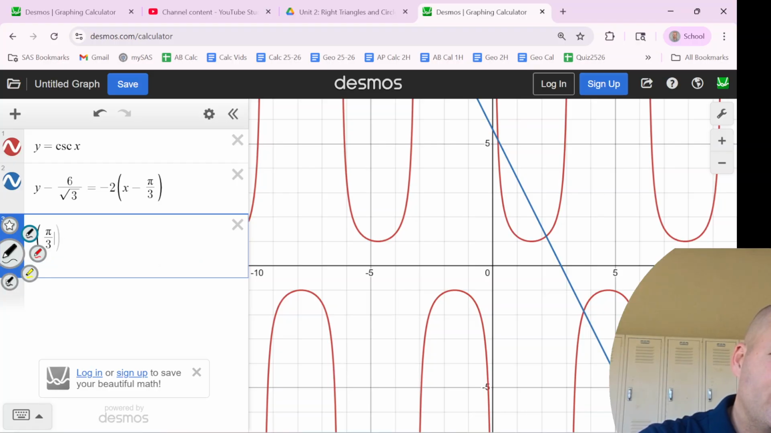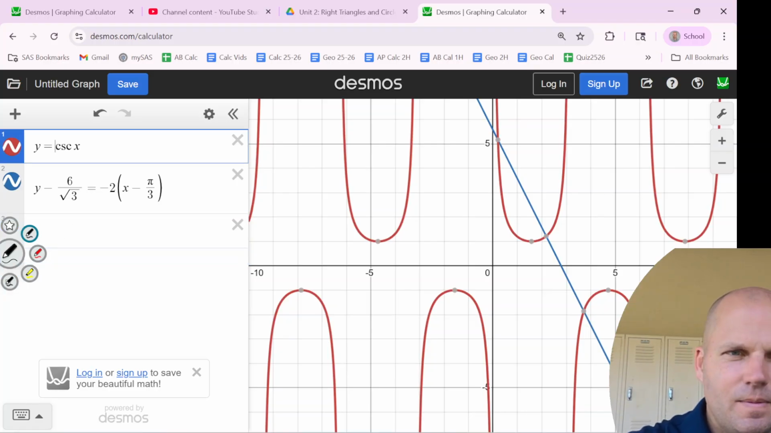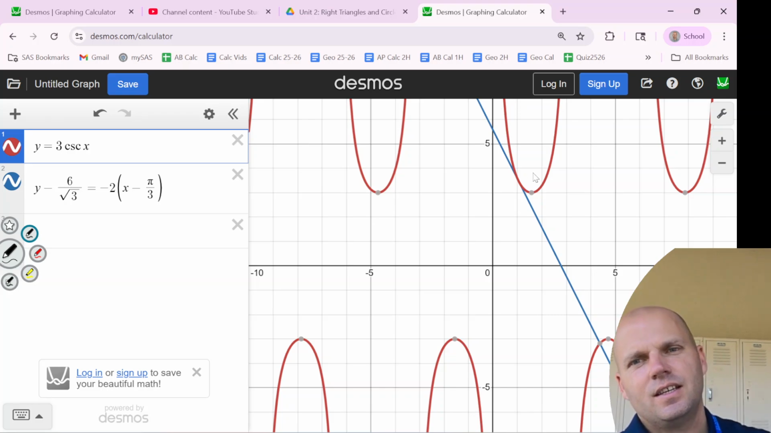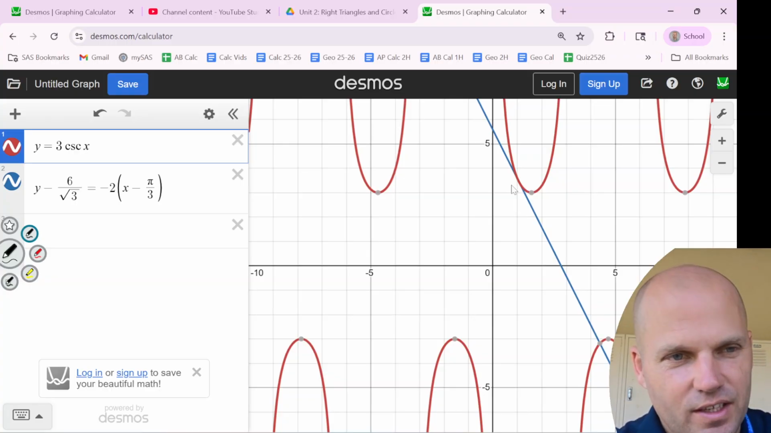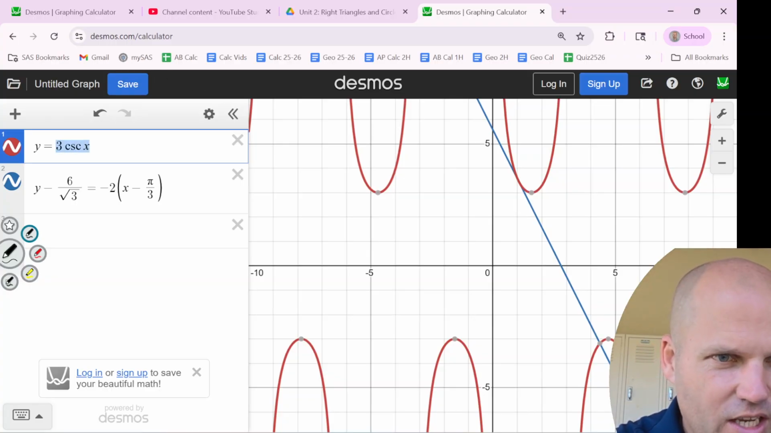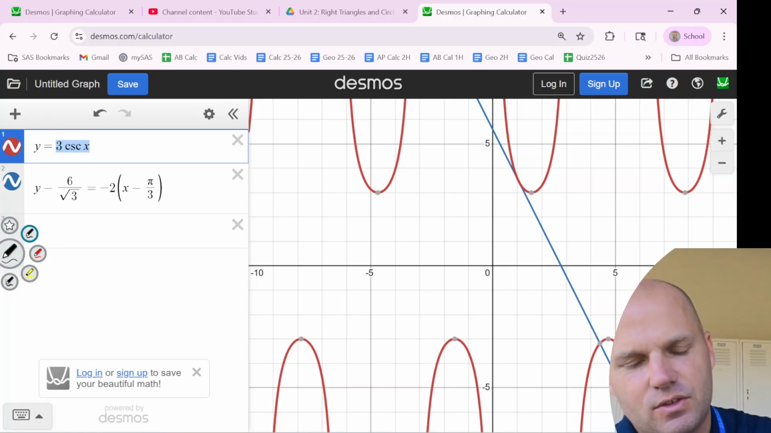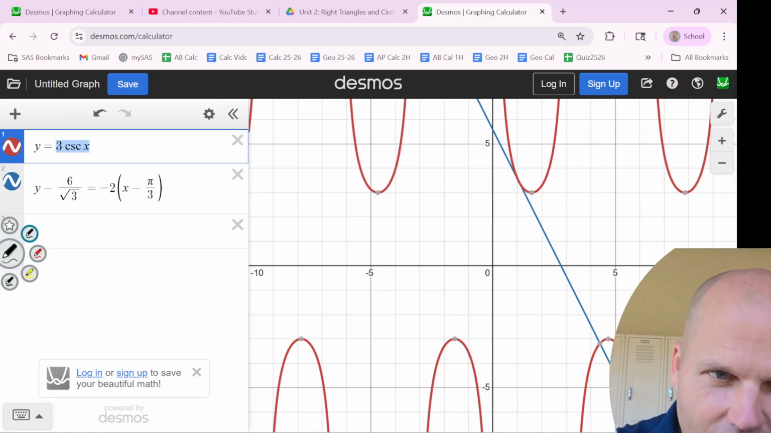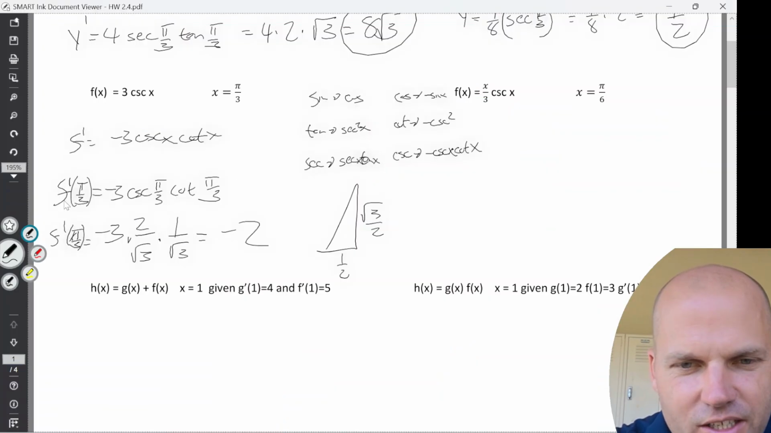Gosh, I'm really sorry. You do it over and over again and you just miss things. I forgot to put the 3 in front of cosecant x. I also screwed up a bunch of stuff. But now we're correct. Look at that. Hooray. There's that tangent line.